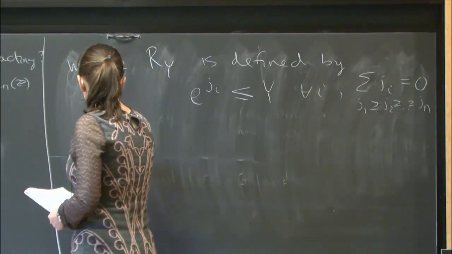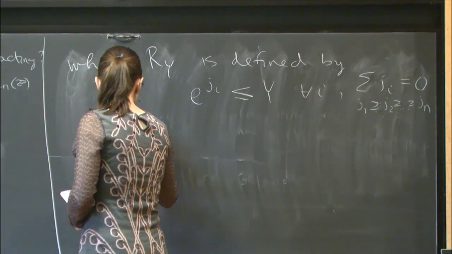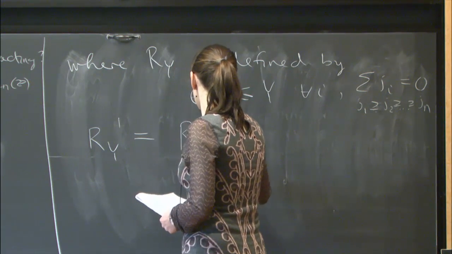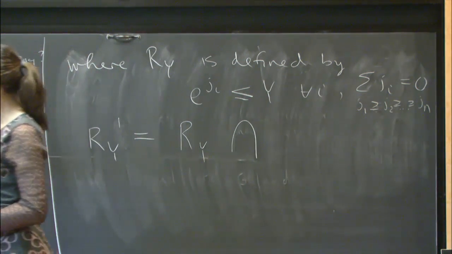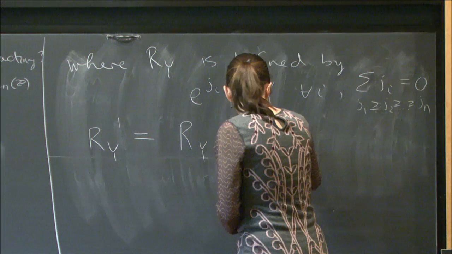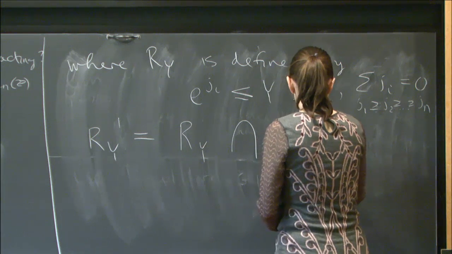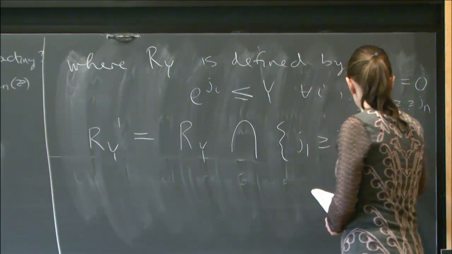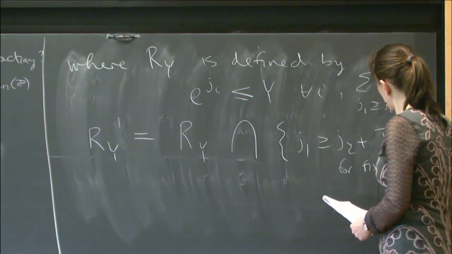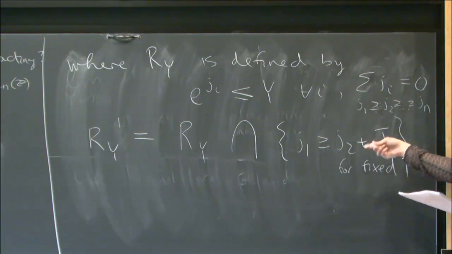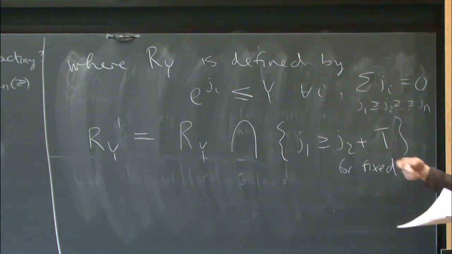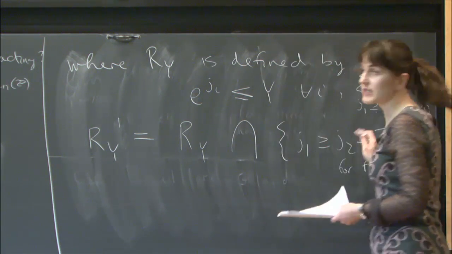Okay, and r_y prime is just going to be the intersection of r_y with basically this condition that the top two singular values have a large ratio, which I'm going to write as j_1 is greater or equal to j_2 plus t for some fixed t. Right, because this is exactly what it means for e to the j_2 over e to the j_1 to be less than this epsilon squared. You just fix some t depending on that epsilon.